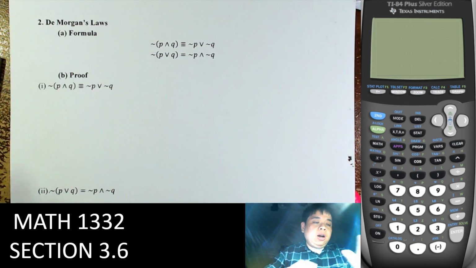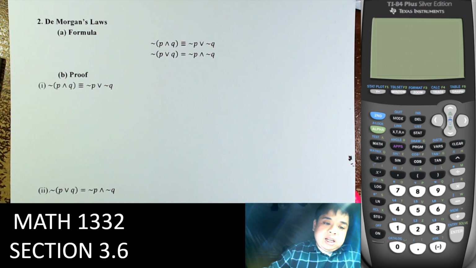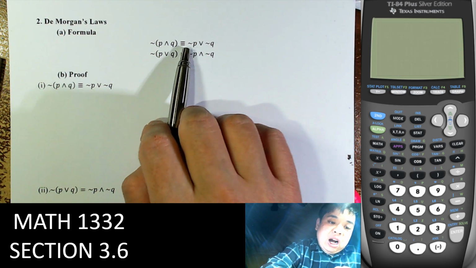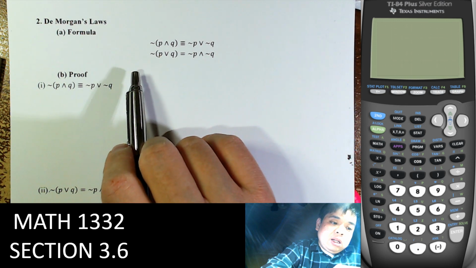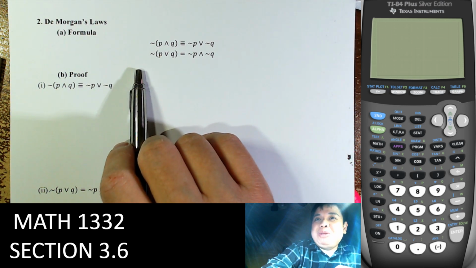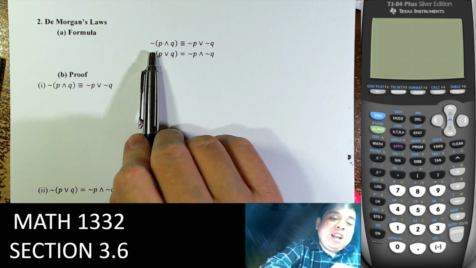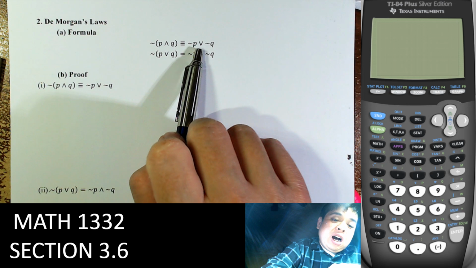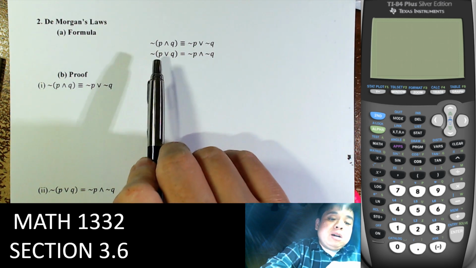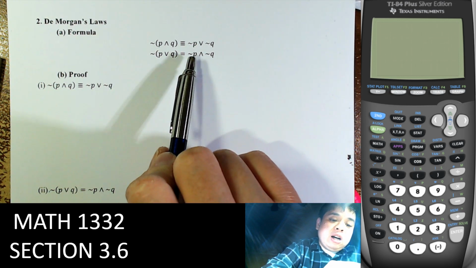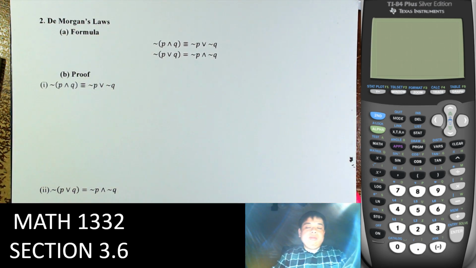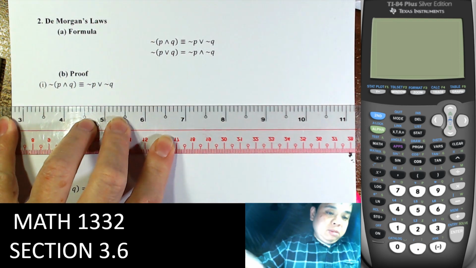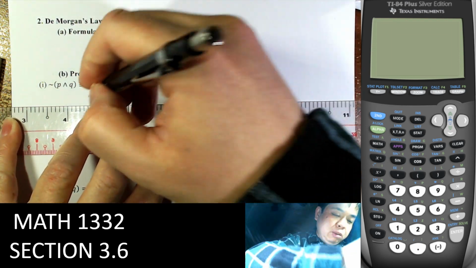Now, the second one, De Morgan's law, says that the negation of a conjunction is the disjunction of the negations. Let's go over that again. The negation of a conjunction is a disjunction of the negations, and the negation of a disjunction is a conjunction of the negations. Right. So we just make a table and prove this, De Morgan's law.